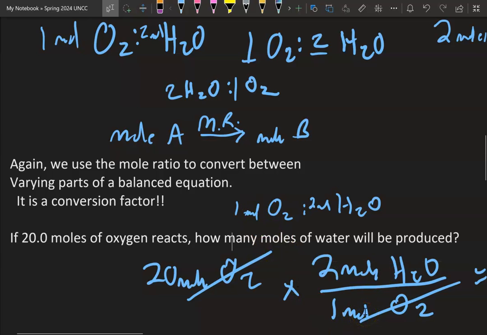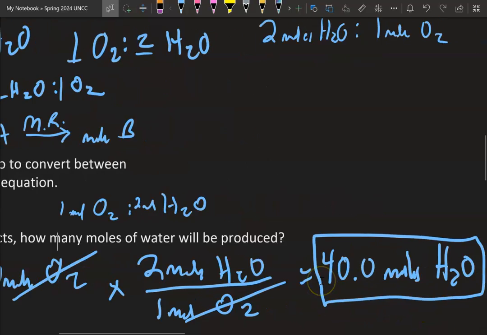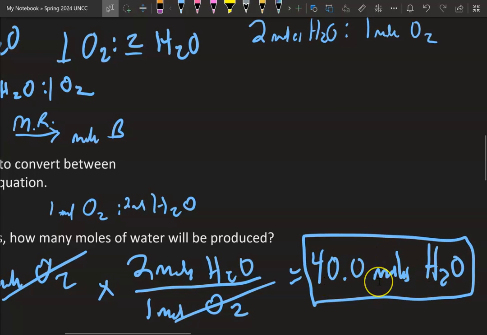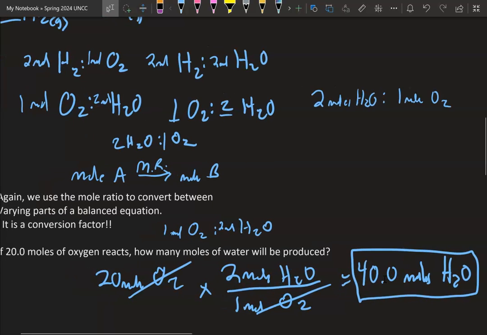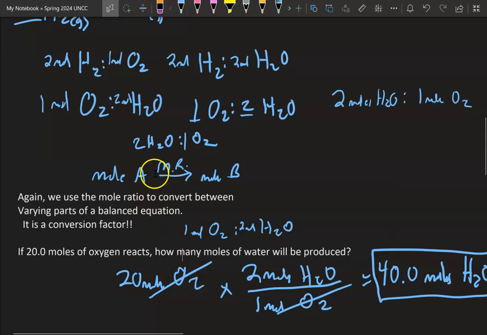So as you go through the math and the calculations, you take the 20 moles and you multiply it by 2 and you divide it by 1. Now, when you divide it by 1, the moles of oxygen are going to cancel out. So 20 times 2 gives me 40 moles of water. Okay, so that's a very simple example where we utilize the ratio, and we are applying this roadmap that we see up here, this brand new roadmap.